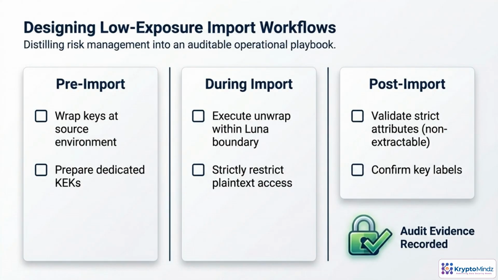Think of import as a pipeline where plaintext is radioactive. Before anything moves, wrap keys at the source and decide exactly which wrapping keys are allowed to participate. During import, unwrap only inside a tightly controlled boundary and design the process so nobody can casually see or export plaintext. After import, verify attributes, IDs, and permissions, then record who approved what, when, and from where. If the process isn't auditable, treat it as not secure.